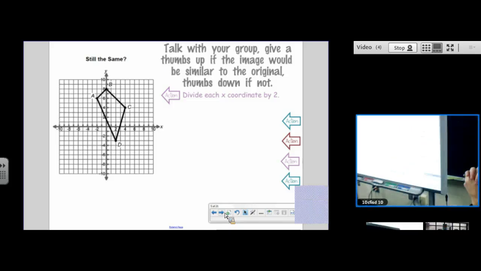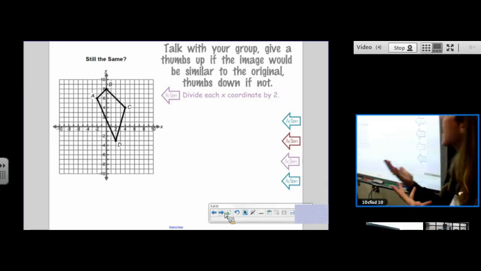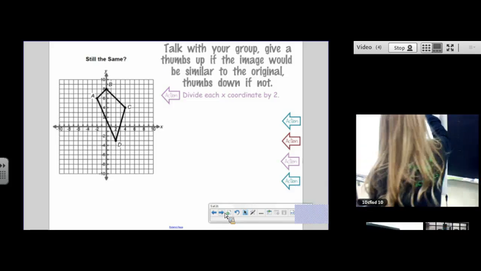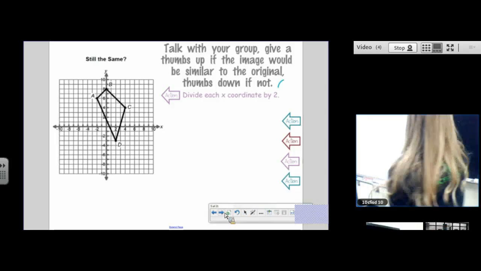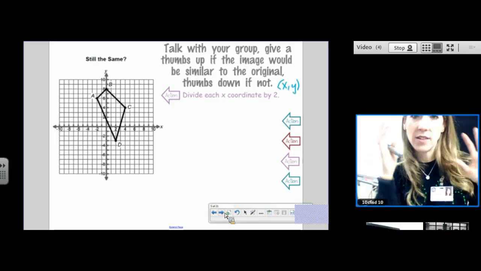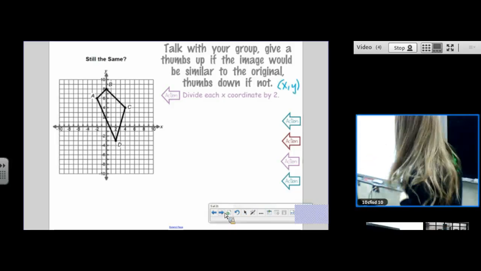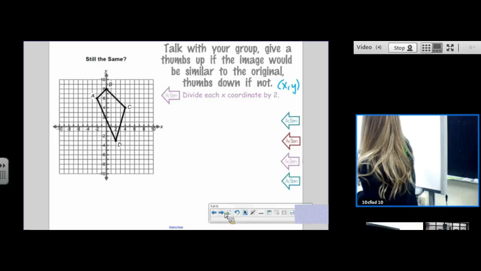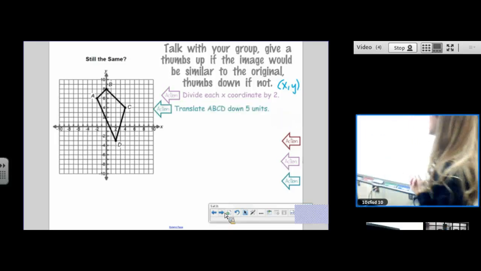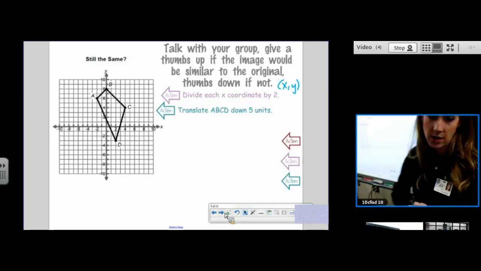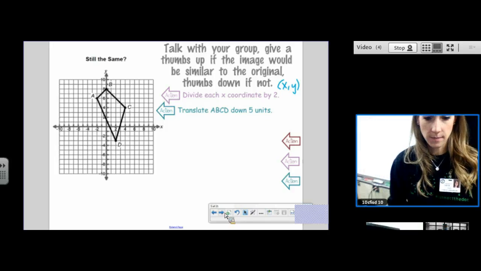Very good job, Ganesh. You can't just divide the x coordinates by 2. Every coordinate has an x and a y. If you want to remain proportional, you would have to divide the x by 2 and divide the y by 2. Awesome answer. Let's keep going. We translate ABCD down 5 units. Agree or disagree?